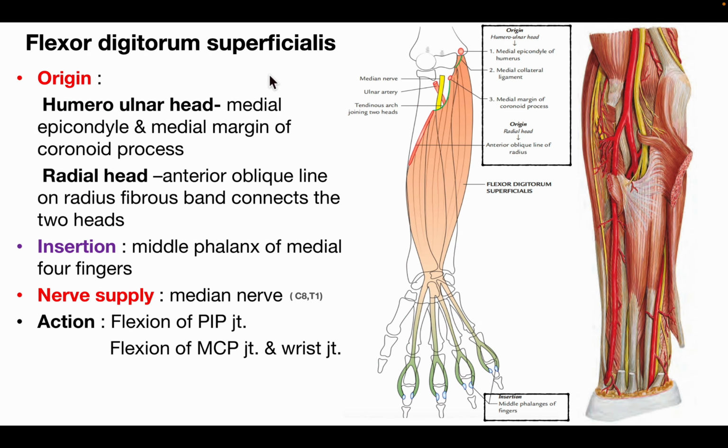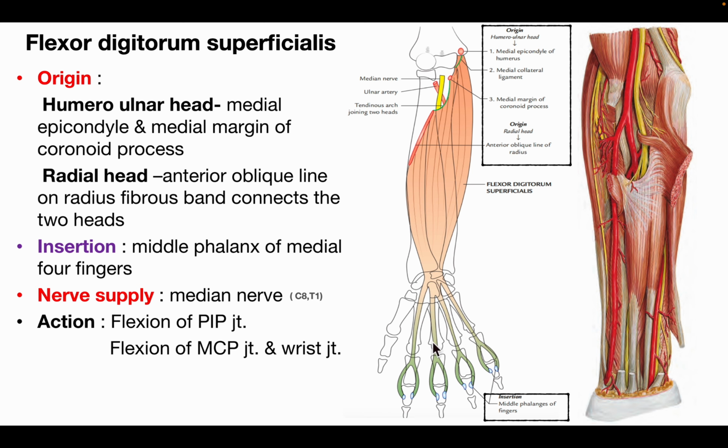Flexor digitorum superficialis. Origin takes place from two heads, that is the humero-ulnar head and the radial head. The fibers which originate from the humero-ulnar head are from the medial epicondyle of the humerus, the medial collateral ligament of the elbow joint, and from the medial margin of the coronoid process. Similarly, the origin takes place from the radial head, that is by the anterior oblique line of the radius. Now the main bulk of the muscle divides into 4 tendons. This is the first, second, third and fourth tendon, and counting is done from the lateral to the medial side.